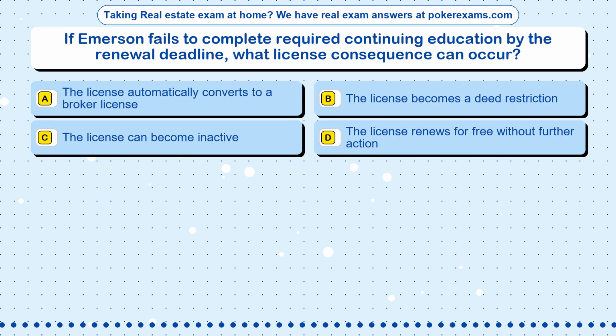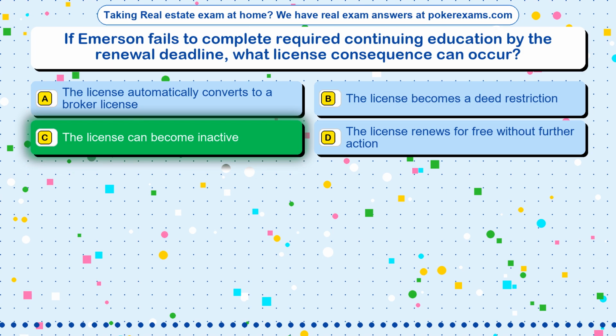Question 39. If Emerson fails to complete required continuing education by the renewal deadline, what license consequence can occur? Option A. The license automatically converts to a broker license. Option B. The license becomes a deed restriction. Option C. The license can become inactive. Option D. The license renews for free without further action.